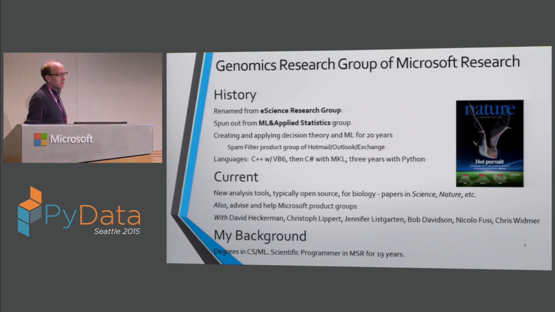Currently, most of our work is on creating new analysis tools. Typically, what we produce is open source and for biology, and we've got papers on Genome Wide Association Studies and other topics in journals such as Science and Nature. Also, as part of Microsoft, we advise and help Microsoft product groups, especially with respect to how we use Python or scientific programming or issues like that. And this is work done with a wide variety of collaborators, and you can see their names down there.